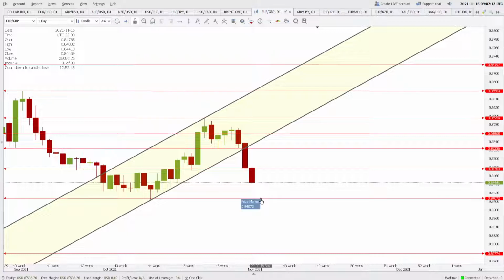And if it starts going lower, then 0.8407 may act as a support, and if that support is broken, then 0.8277 will be exposed in this market.